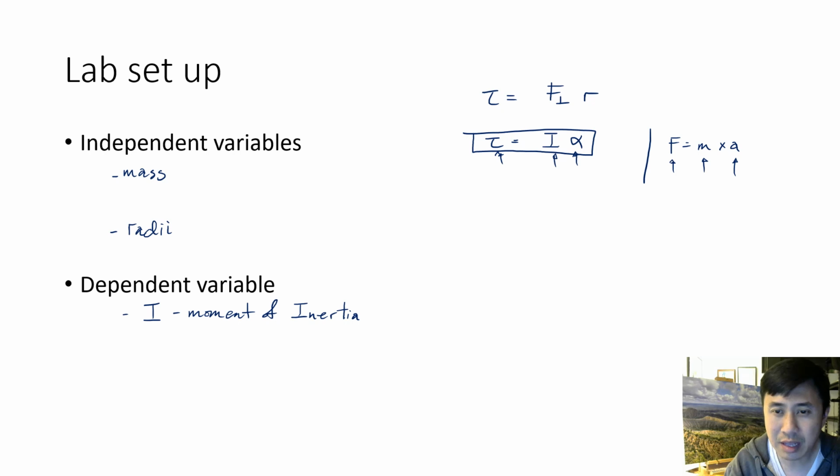So here, that means we can solve for I. I is equal to torque over alpha. But that's a lot of work. Because number one, you got to find torque, right? So you need to figure out how to do that. And then you got to figure out the alpha of it. So let's walk you through that.